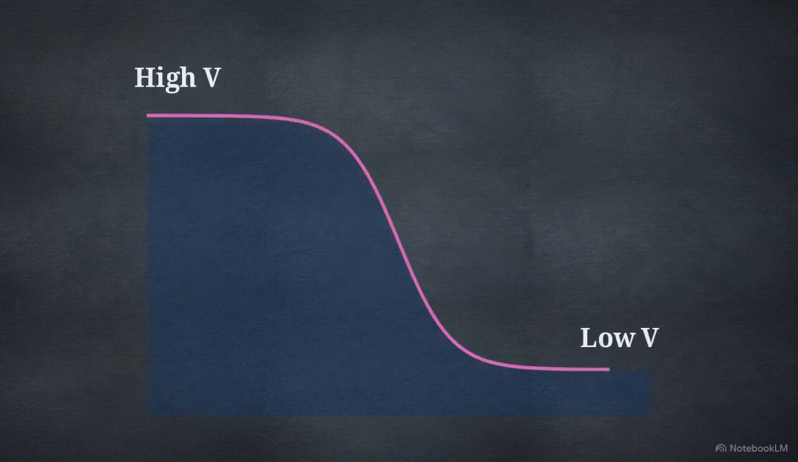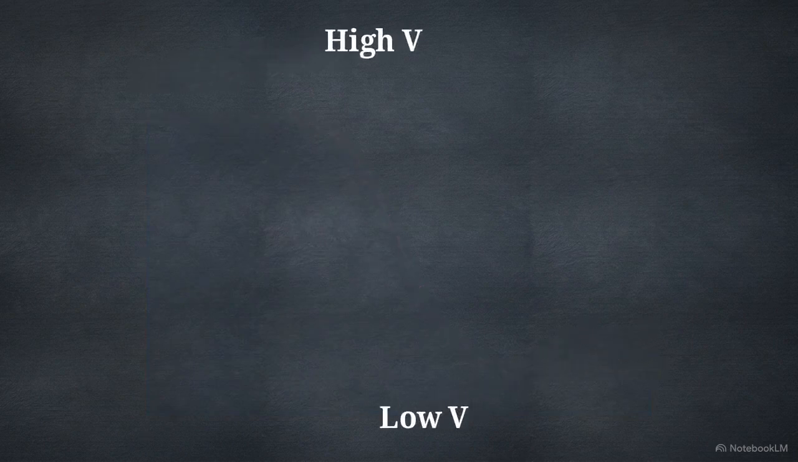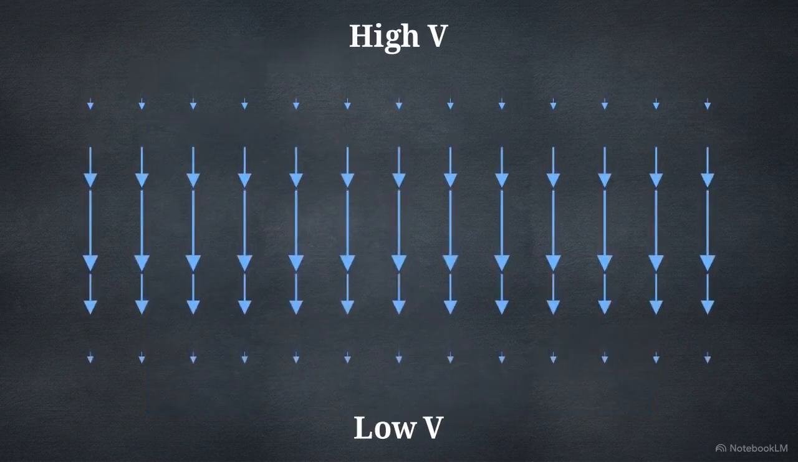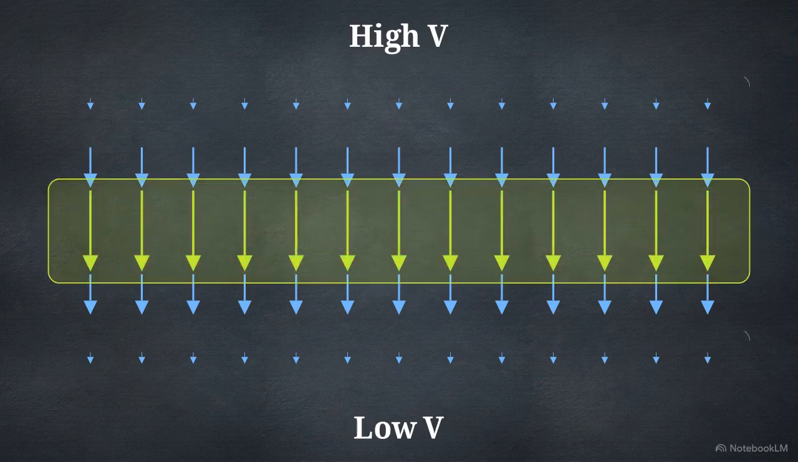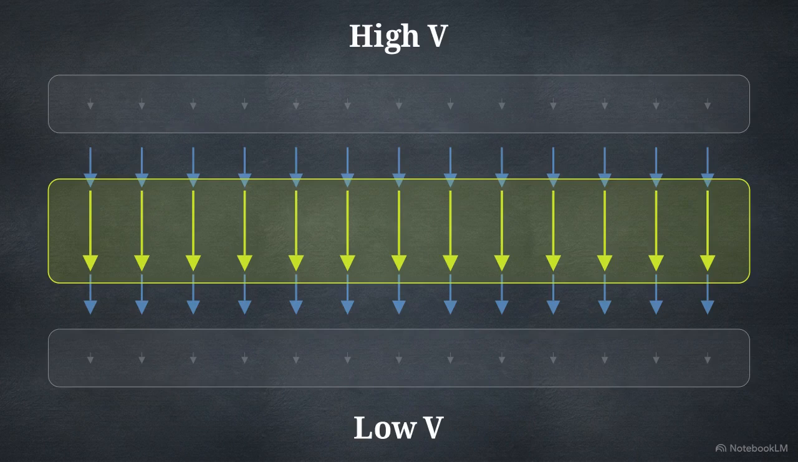Imagine electric potential as a physical hill. If you drop a ball at the top, it naturally rolls downhill along the steepest, most direct path. In electrostatics, the electric field acts exactly like gravity on that hill, pulling charges straight down the gradient. The steepness of that slope dictates the exact strength of the field. A steep drop means a strong field.